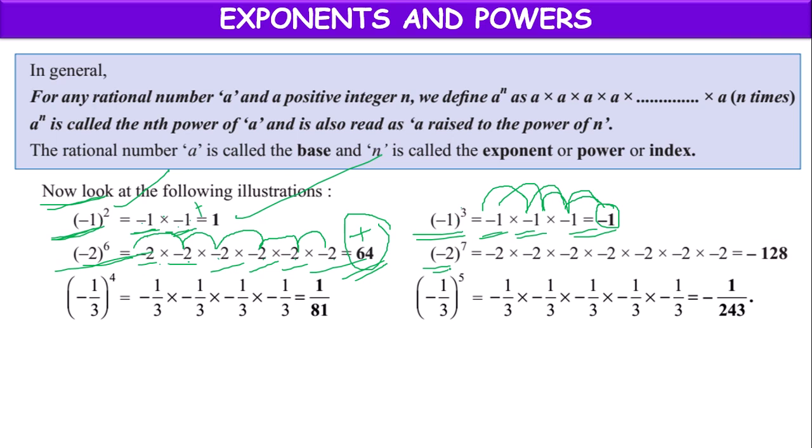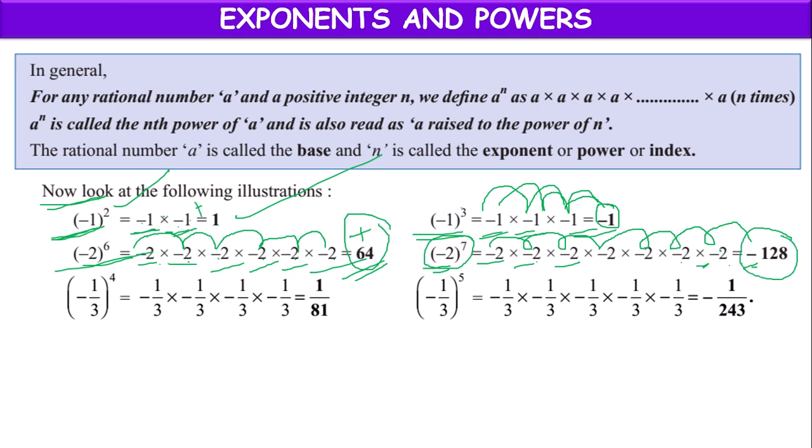Whereas minus 2 whole power 7, if we do the expansion and check the value, is minus 2 into minus 2 into minus 2, 7 times. Minus into minus is plus, plus into minus is minus, alternating. On the whole, it will have a minus sign, with 2 into 2 into 2, 7 times. If you multiply, we will get 128.